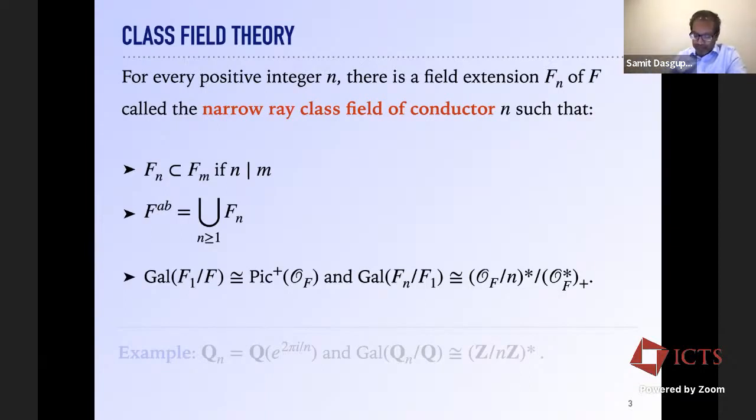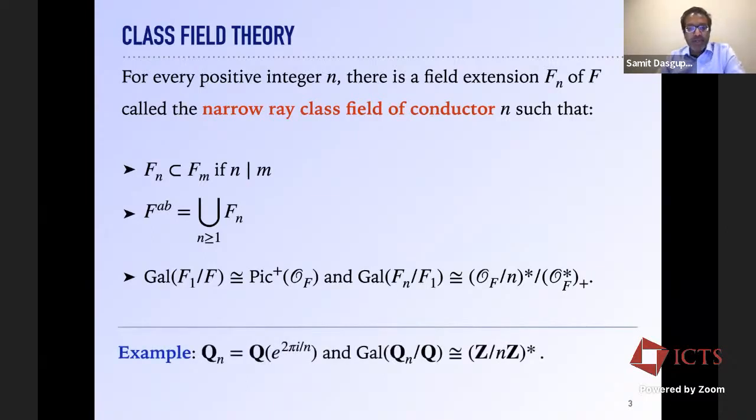A simple example of this is when F is Q. Then F_n, in that case Q_n, is just the nth cyclotomic field, Q adjoin e to the 2 pi i over n. Q_1 is just Q itself, and the Galois group of Q_n over Q is (Z mod nZ) star. In this case there are no nontrivial totally positive units: the units are plus or minus 1, and the totally positive unit is just 1, so the extra quotient does nothing. So this is what class field theory tells you, in general and in the specific case of Q.